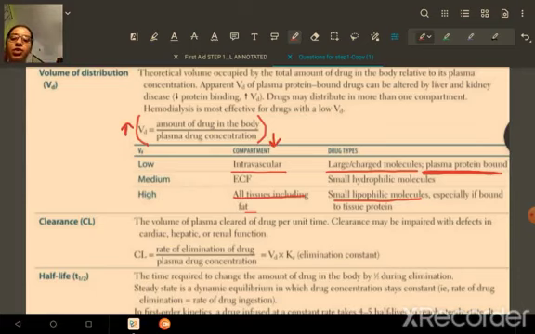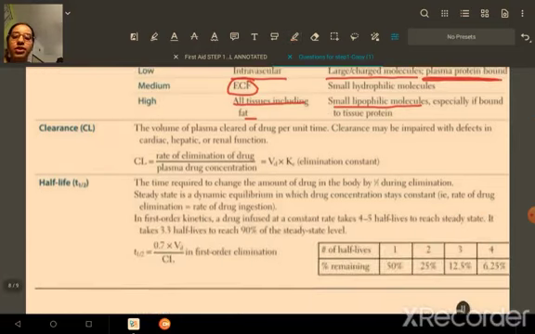In between these two, we get the drugs with medium volume of distribution. When a drug has medium volume of distribution, it is going to stay in the ECF. And high VD drugs, high volume of distribution drugs, were small lipophilic molecules. If we have small hydrophilic molecules, hydrophilic means they won't be able to cross the lipid bilayer that properly. So they will have a medium VD.